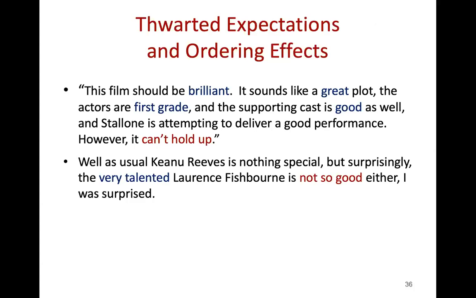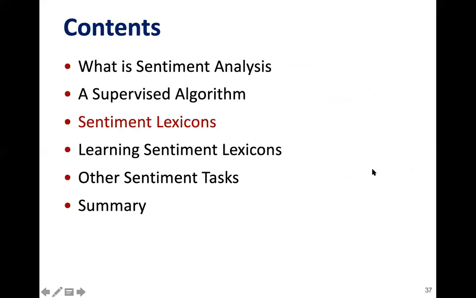And then let's say another one is "very talented, but it's not so good either. I was surprised," right? Surprised is generally a neutral word. "Very talented" is a positive word, but "not so good either" is something that really needs to be handled in the end and emphasized when the prediction is done.